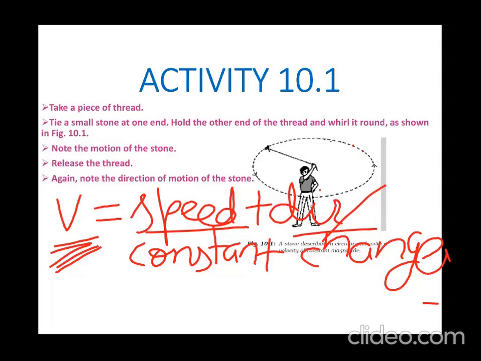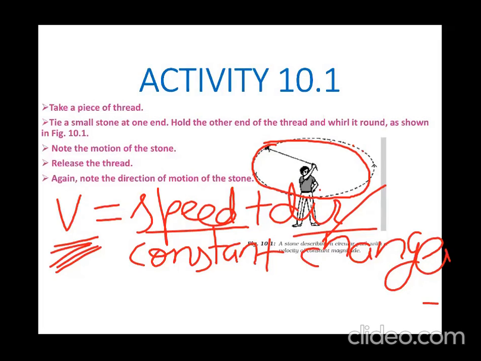Which force is acting? The force that is acting is the centripetal force. It is the centripetal force that keeps the stone moving on a circular path, that does not allow the stone to leave the circular path and to go. Which force? It is the centripetal force.